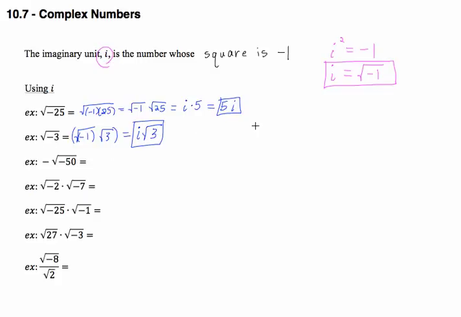Basically what you might be noticing here is that this negative that's under the radical essentially turns into that i. That negative right there turns into that i, and then everything else just stays. Square root of 25 becomes 5, square root of 3 stays square root of 3.